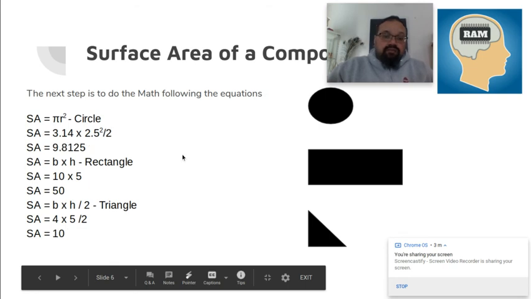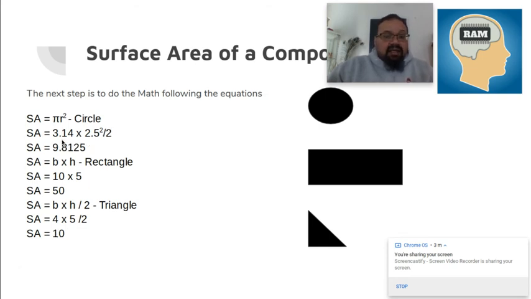Now, continuing with the math, for the circle, 3.14 times 2.5 squared divided by 2 is going to give you 9.8125. The original answer was 19 something, but because we have to divide it by 2, it comes to 9.8125. In terms of the rectangle, we've already figured it out. It was 10 times 5. It stays that way. It doesn't change. And as we take a look at the triangle, it's 4 times 5 divided by 2, which is 20 divided by 2, which is therefore 10. And that's what the answers have been listed here.